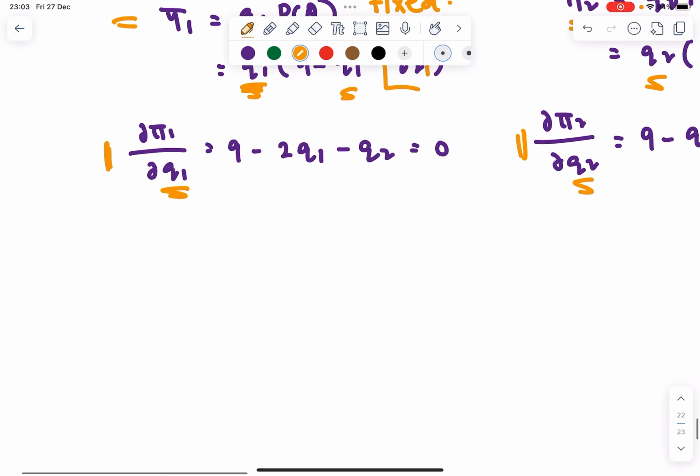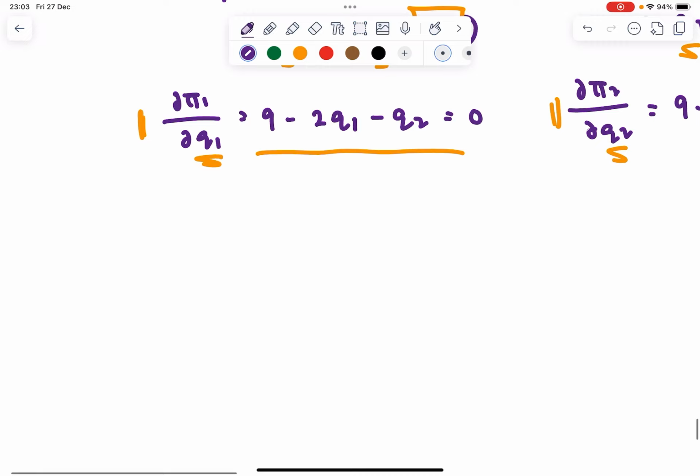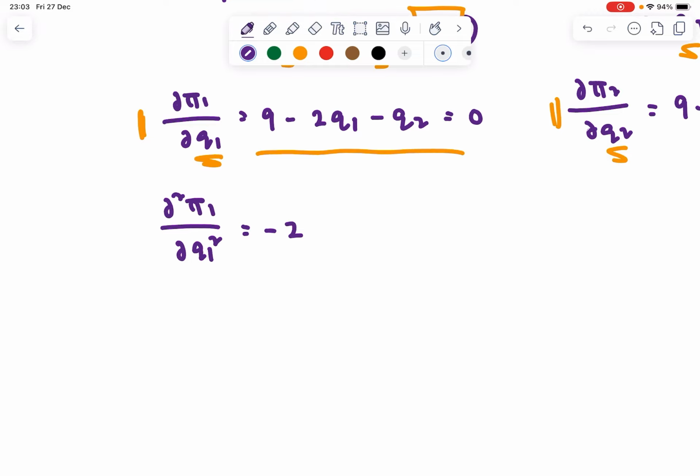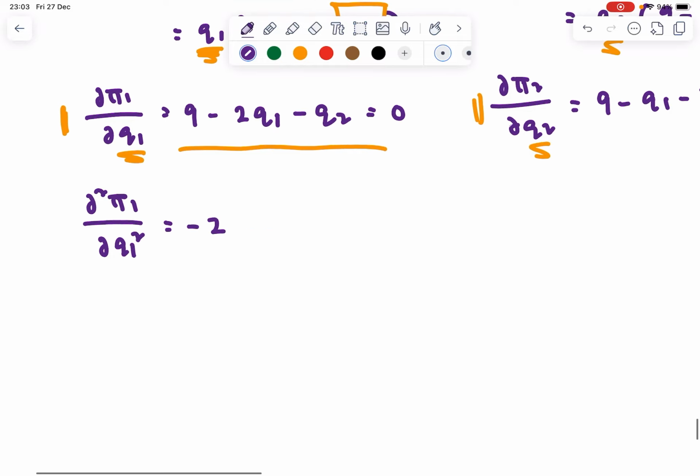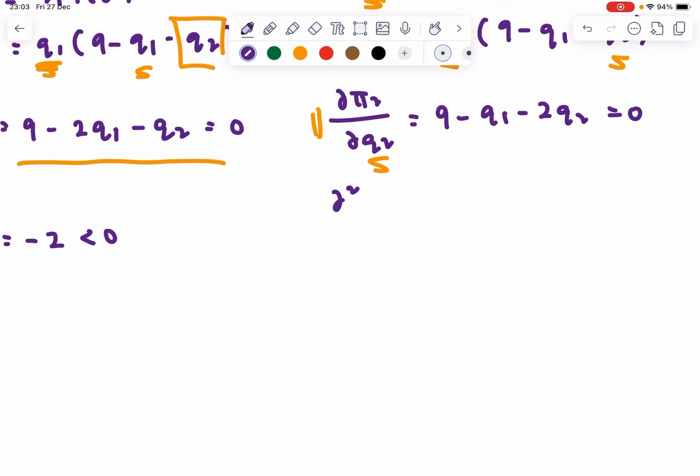What this condition gives us, if you check the second order condition, is that the second derivative of pi 1 with respect to Q1 is as follows. You differentiate 9 with respect to Q1, which is 0. You differentiate negative 2Q1 with respect to Q1, which is negative 2. You differentiate negative Q2 with respect to Q1, which is 0. So you get negative 2, which is less than 0. And you do the same thing on the other side.